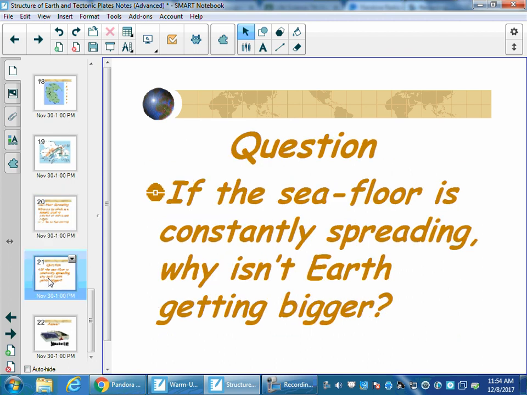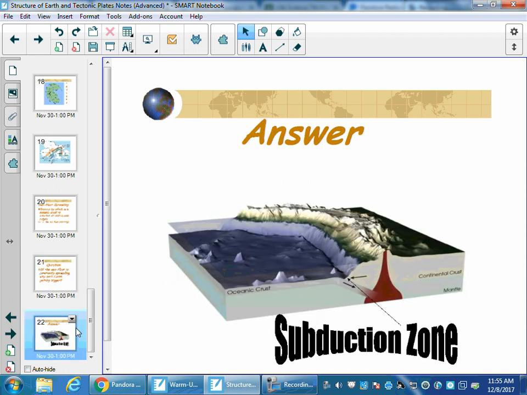My question for you, though, is if the seafloor is constantly spreading, why isn't the Earth getting any bigger? If you stop and think about it, if it's adding somewhere, we have to be taking away somewhere. And the answer to that question is in a subduction zone. In a subduction zone, we have crust moving beneath that would eventually melt and get recycled. So over time, all of the crust of the Earth, especially the ocean, is getting reused and recycled.